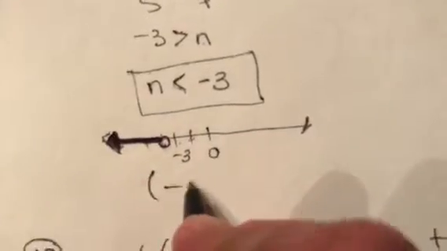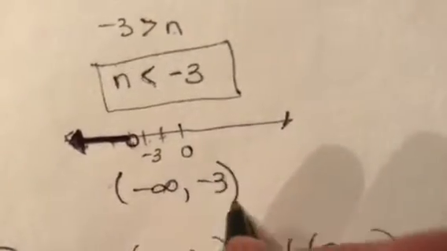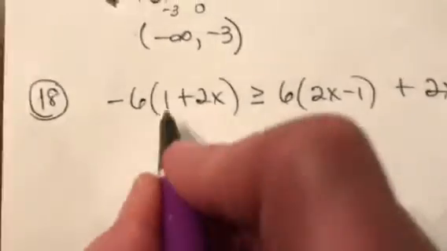All right. Oh, interval notation. That's going down, negative infinity to negative 3. Parenthesis, because that's an open point. So very similar to number 1, actually. All right. Let's try this one.